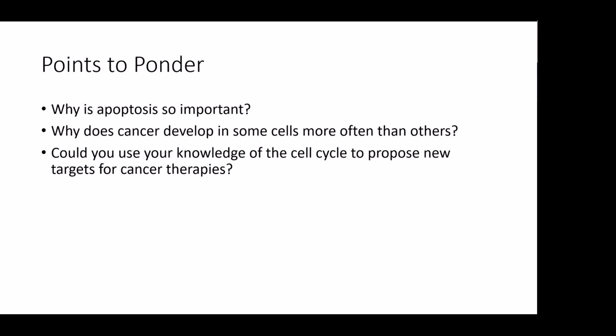So, a couple points to ponder. Why is apoptosis so important? Of course, it helps maintain and avoid cancer situations. It makes it so we're not all web-footed freaks. How does cancer develop in some cells more than others? Well, it depends on how they're exposed to mutagens. In the lungs, obviously, cigarette smoke is very challenging to the single cells of the alveoli in the lungs. And so those cells can easily break down because of the mutagens in, say, a cigarette.